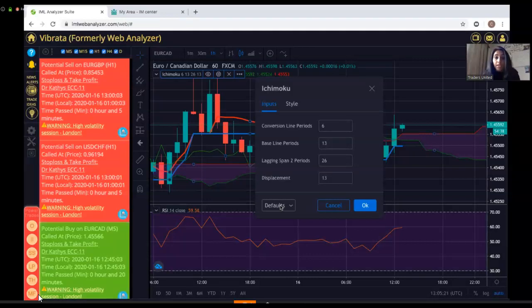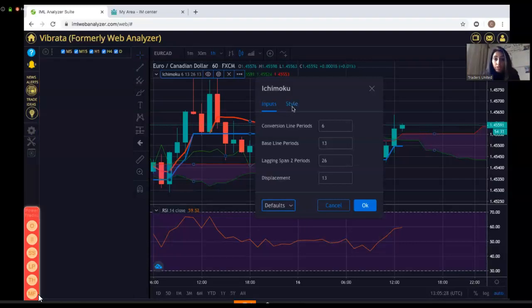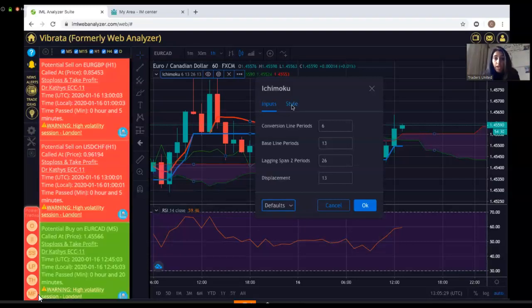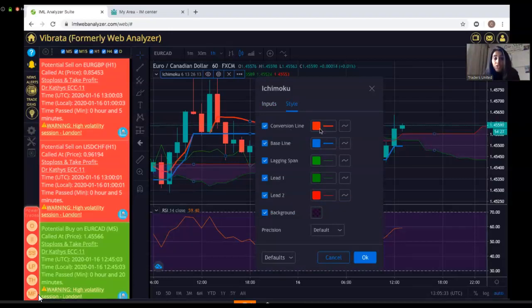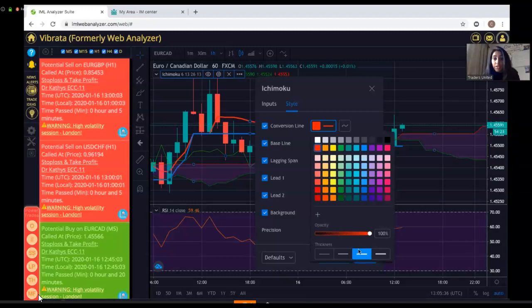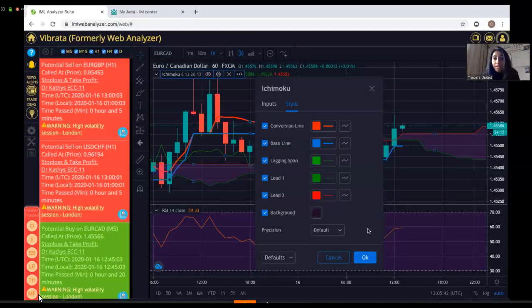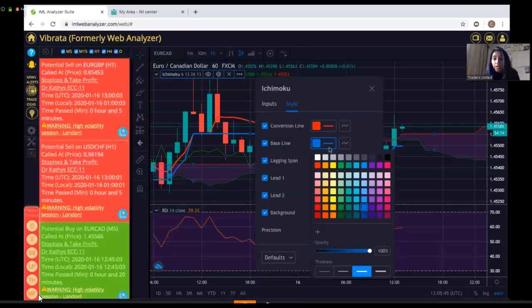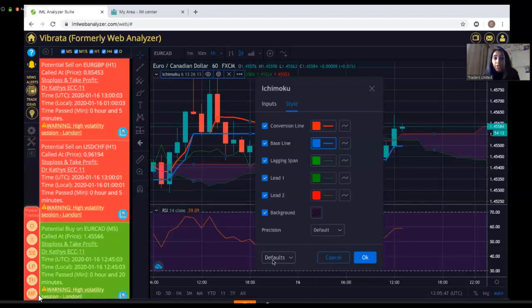Click on defaults, save as default. And then go to style. You need to make sure your conversion line is red, and you can change the thickness of it as well. I just put it on this one over here just to make it a little bit more clear. And make sure your baseline is blue, and again, make it thick. Then go to default, save as default, and click on OK.